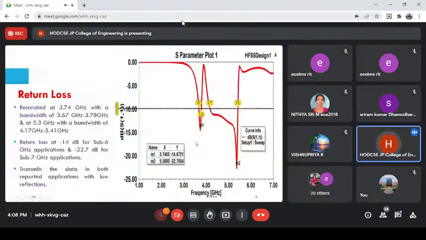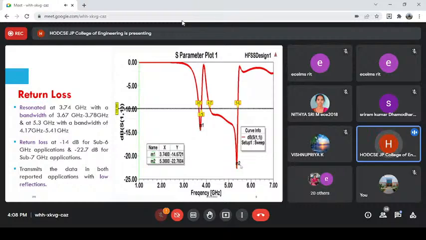Result and discussion. I would like to briefly explain the various results. The first one is the return loss. This is used for two frequency ranges, sub 6 gigahertz and sub 7 gigahertz. At sub 6 gigahertz, the antenna resonated at 3.774 gigahertz with a bandwidth of 3.67 gigahertz to 3.78 gigahertz. And at 5.3 gigahertz, with a bandwidth of 4.17 to 5.41 gigahertz.